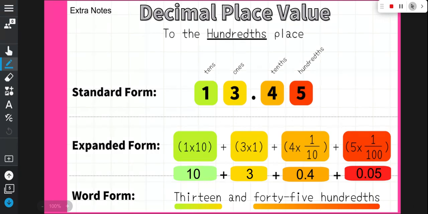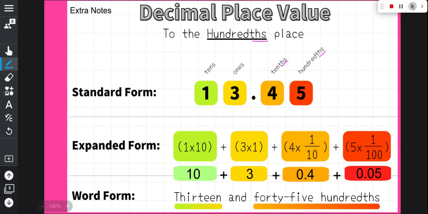This is not on your note sheet, so this would be extra notes that you might want to copy into your notebook. Feel free to pause the video at any time to write these in. Decimal place values to the hundredths place value. Notice that THS. The THS stands for after the decimal. So anytime we have numbers after the decimal, we would end up with that THS at the end of it. Standard form just means we would write it in our normal form with numbers. So this one is 13.45.